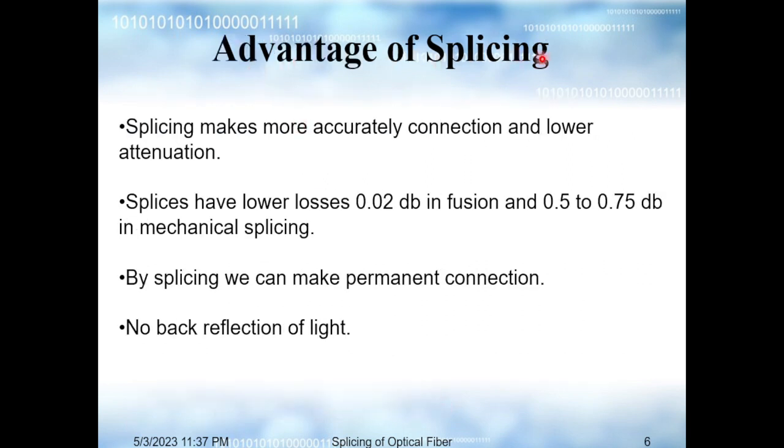Advantages of splicing. Number 1, splicing makes more accurate connection and lower attenuation. Number 2, splicing has lower losses, 0.02 decibel in fusion and 0.5 to 0.75 decibel in mechanical splicing. Number 3, by splicing we can make a permanent connection. Number 4, no back reflection of light.